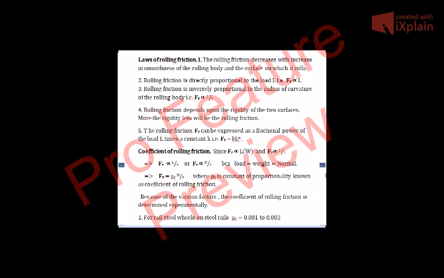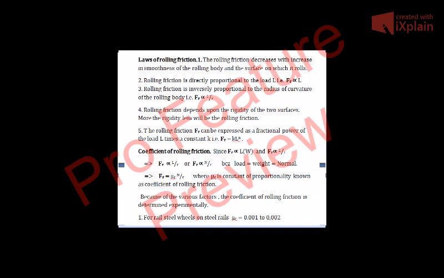L is the load. So, for example, if we have a load of 10 kg, then you can use 10 for L. And if you have a load of 100 kg, then it becomes 10 raised to the power 2. So, the force of rolling friction will increase accordingly.